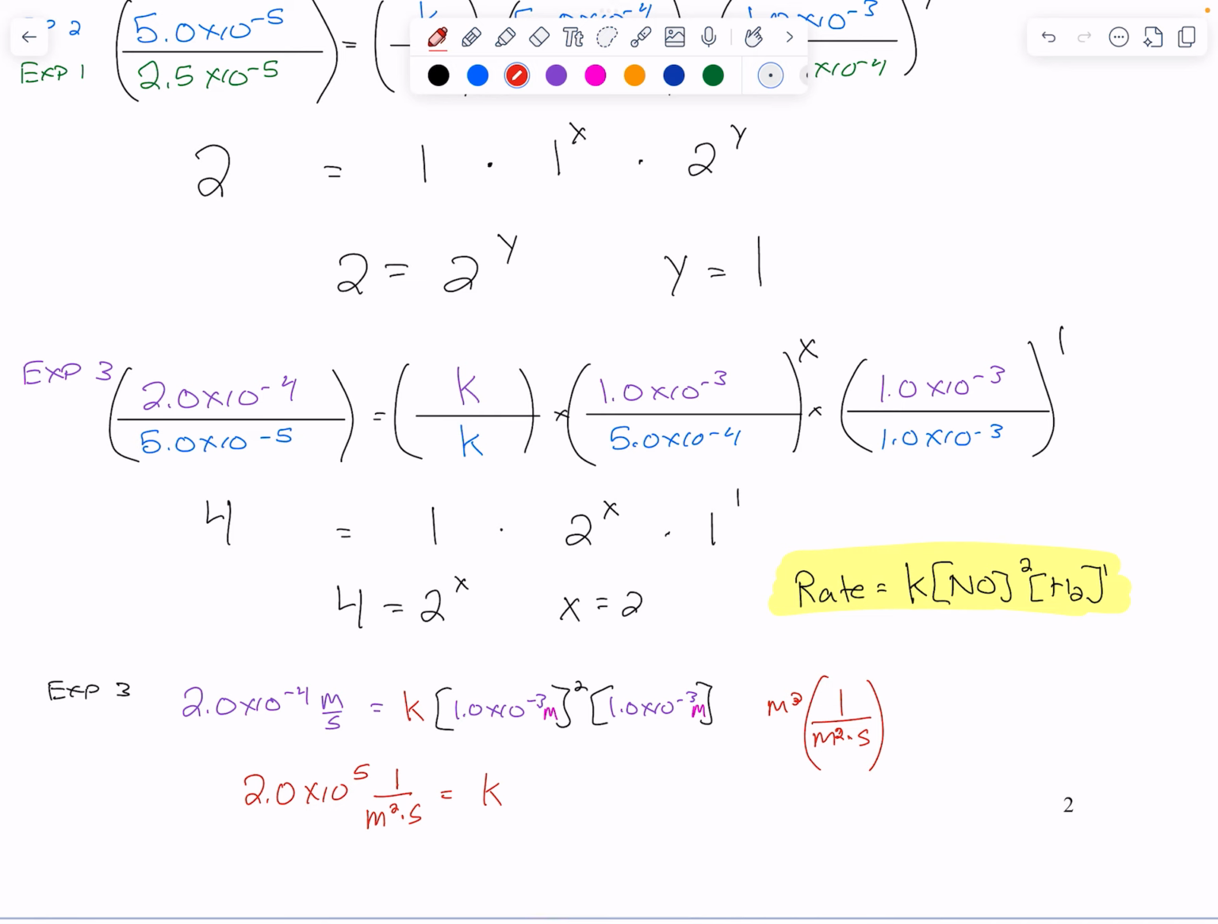So that's the method of initial rates, all right, and the rate law, right? And what we're going to do with the rate law coming up is be able to predict concentration with time. All right, and so we'll see that in the next video. If you have any questions, let me know. Otherwise, take care.